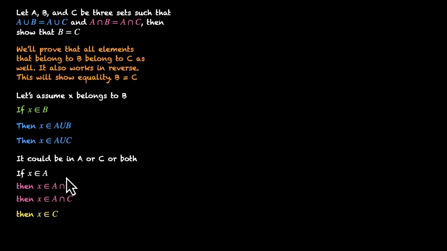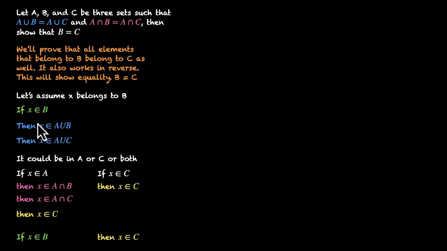Now let's go back. Let's assume here that X does not belong to A. If X does not belong to A, it's there in A union C, so it must be coming from C. Then this means X belongs to C. And if X belongs to C, then X belongs to C, so there's nothing to prove here. So we have proved that in both of these scenarios, X belongs to C, which means we have proved that if X belongs to B, then X belongs to C. So this works in this direction.